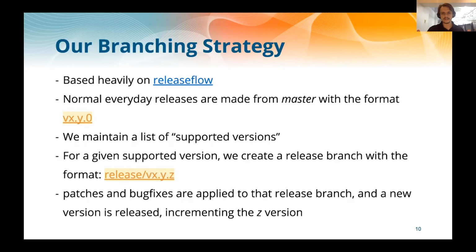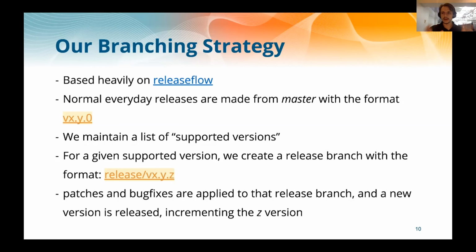So everyday releases under the new model that we propose are still made from master with a format x.y. And separately somewhere, we maintain a list of these supported versions. And we're not quite sure what that will look like yet. But for the list of those supported versions, we create a branch called a release branch. And that's going to have the format x.y.z. So you'll see that in the picture in a second.